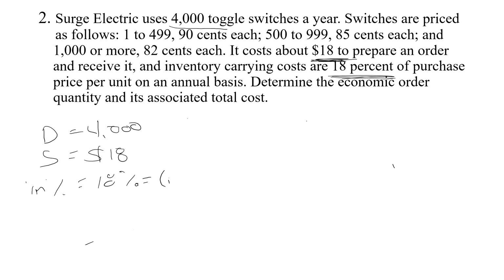Okay, so now we need to try again. Let's try it with our 85 cents each. Same, we order 500 to 999. So we're going to do the same thing to find H. 85 cents times 18%, and that's going to equal 0.153. So now we can go ahead and plug things in.